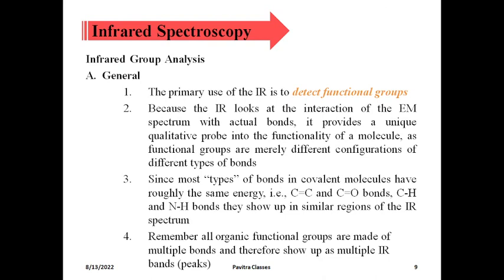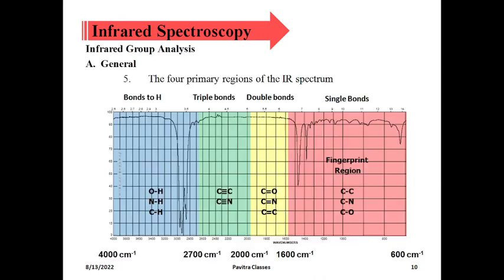So by that, functional groups can be identified. Since most types of bonds, especially covalent bonds, have similar energy, like carbon-carbon double bond, carbon-oxygen double bond, carbon-hydrogen single bond, nitrogen-hydrogen bonds, they sometimes show up in similar regions of the IR spectrum. But if attached to other, electronegative atoms, then the uniqueness of the characteristic peak can be regenerated. Remember, all organic functional groups are made up of multiple bonds. They show multiple IR band peaks.